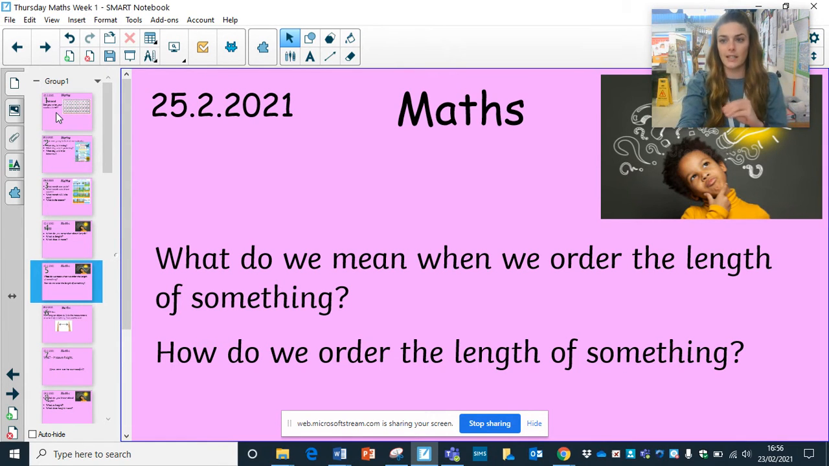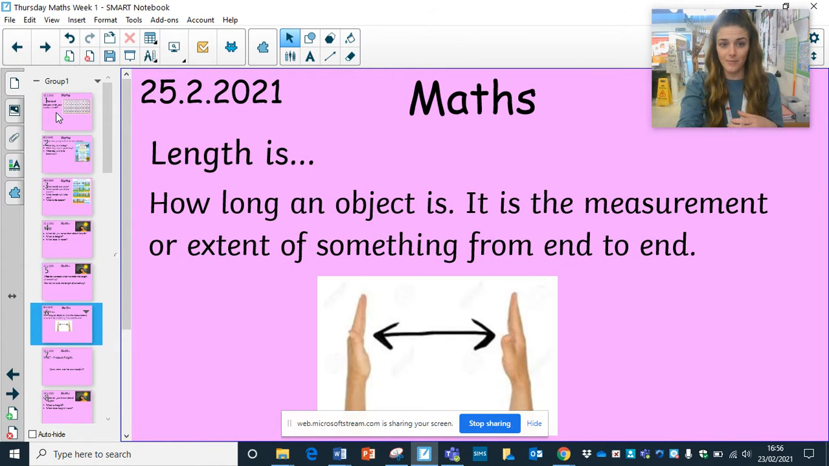Okay, and then on the next slide, pause here, share your ideas. I will tell you then what length is. So length is how long an object is. It is the measurement or extent of something from one end to the other, so from end to end. Okay.